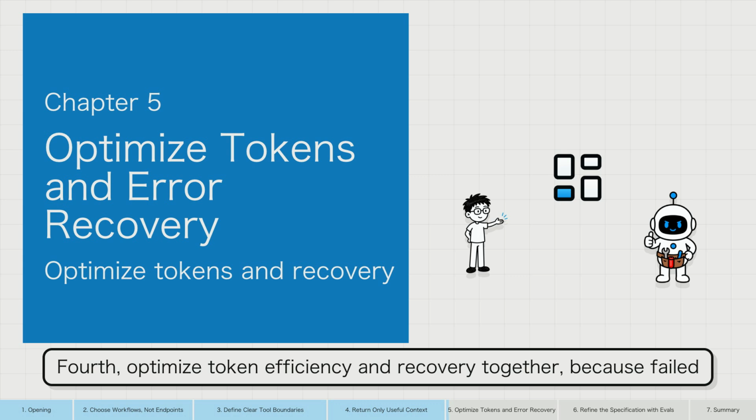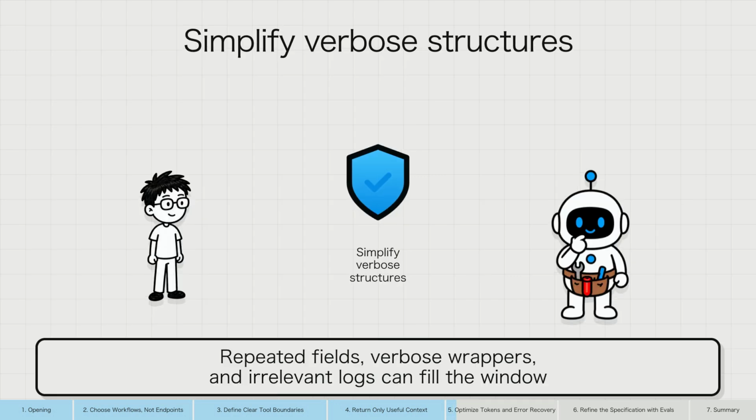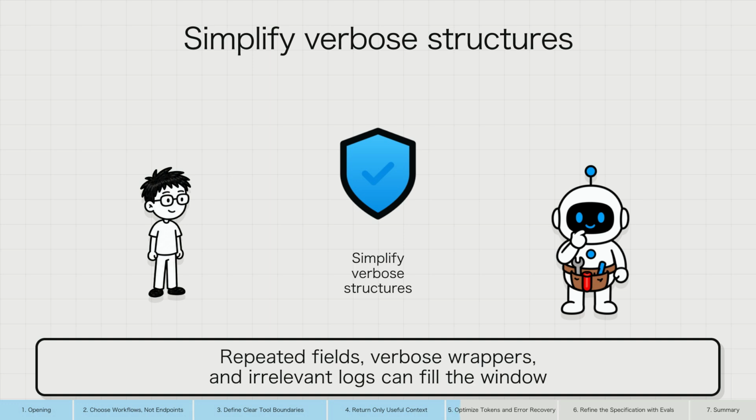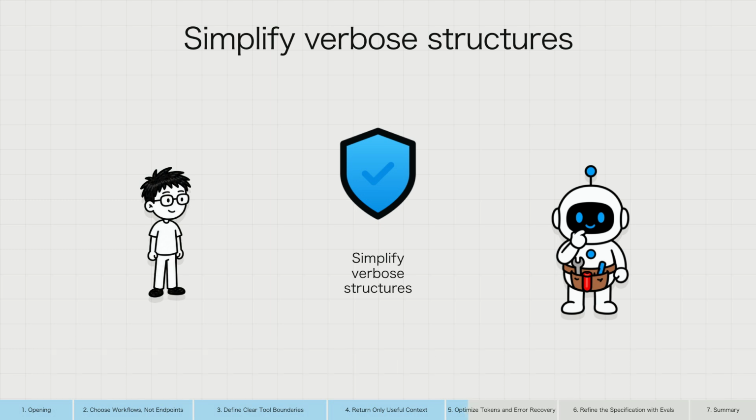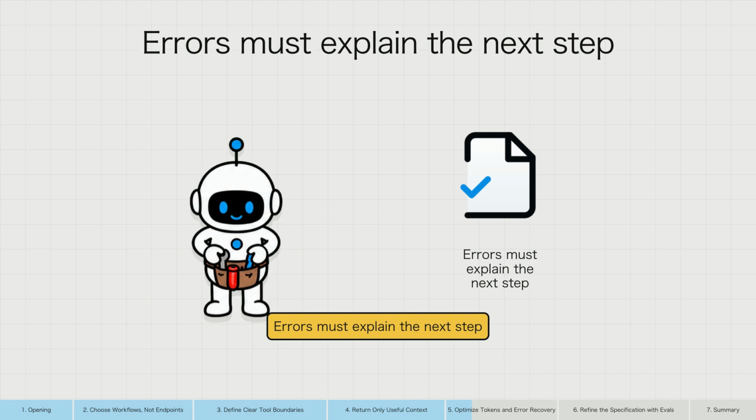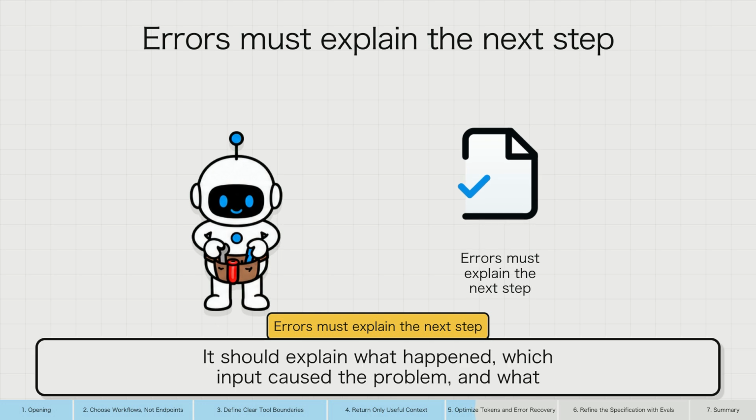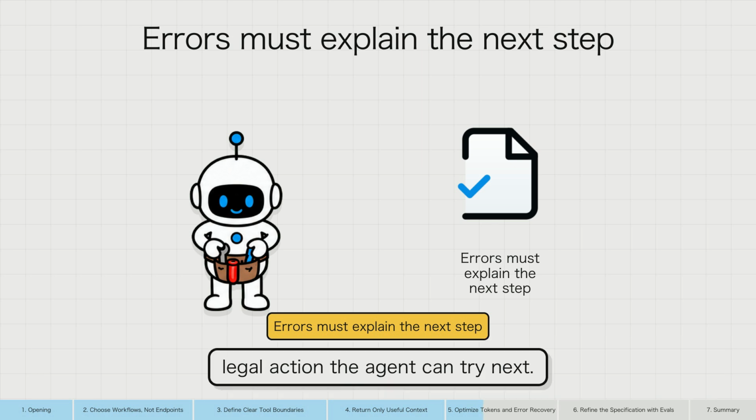Fourth, optimize token efficiency and recovery together, because failed calls consume context too. Repeated fields, verbose wrappers, and irrelevant logs can fill the window quickly. Simplifying the response structure is often more direct than squeezing the prompt again. An error cannot stop at failed. It should explain what happened, which input caused the problem, and what legal action the agent can try next.